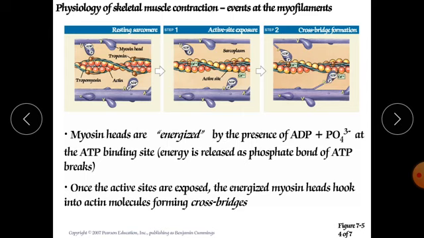Once the active sites are exposed, the energized myosin heads hook into the actin molecules, meaning immediately they will bind with these actin molecules and form the cross bridge. So this is called a cross bridge. They will bind with this thin filament, the active site for myosin, which is actin, and that actin will bind with this myosin and they will form the cross bridge. It is called cross bridges.